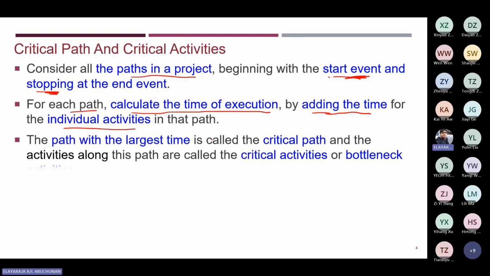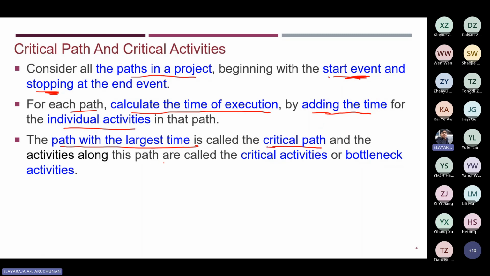Usually the path with the largest time, that is, the greater time period, is called the critical path. I think we already covered this in PERT last week, in the last lecture, where we covered the critical path and how you calculate it. Usually it is the longest time needed to complete the project, and that is defined as the critical path.